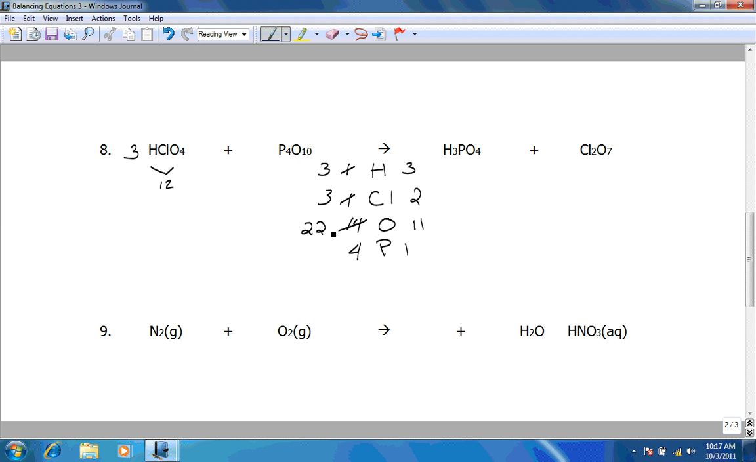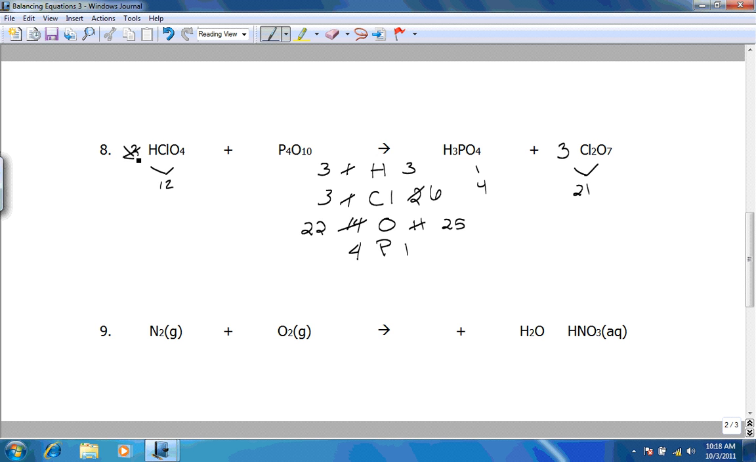Now, on the next row, you notice our chlorines. We have 2 here and 3 here. So I'm actually going to try to make it 6 because 6 is divisible by both 2 and 3. So I'm going to multiply this one by 3 because 2 times 3 is 6. That also gives us 21 oxygens here and another 4 here. That means we have 25 oxygens on the right-hand side now.